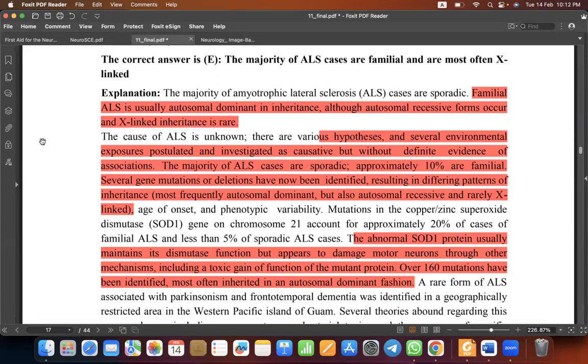The exact cause of the ALS is unknown. Various environmental and other factors have been described, but no significant association has been established. So the majority of amyotrophic lateral sclerosis cases are sporadic. 10% are familial. Several genes have been implicated, particularly the mutation in SOD on chromosome 21. They account for approximately 20% of cases of ALS. Okay, SOD 21, 20%.